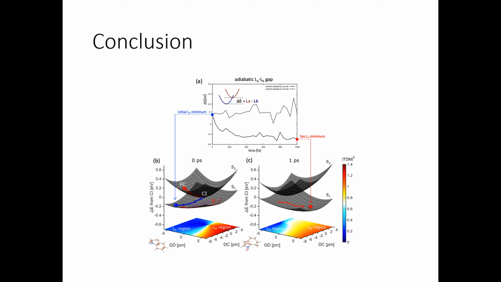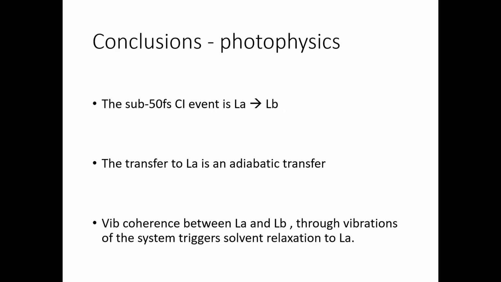So initially, when the solvent is relaxed to the ground state, you have a population in the LB, but because the lower surface is flat and the molecular vibrations are active, the molecule can explore both LB and LA regions, and this triggers the solvent response, and this results in the population going from LB to LA with a certain time scale of, let's say, 200 femtoseconds. And so these are the conclusions that I have said.